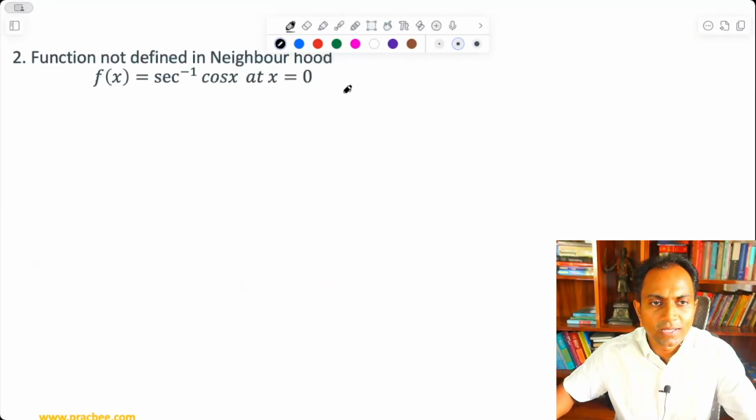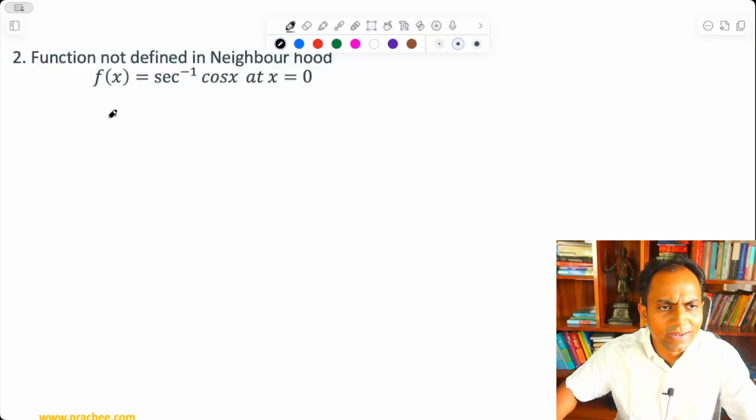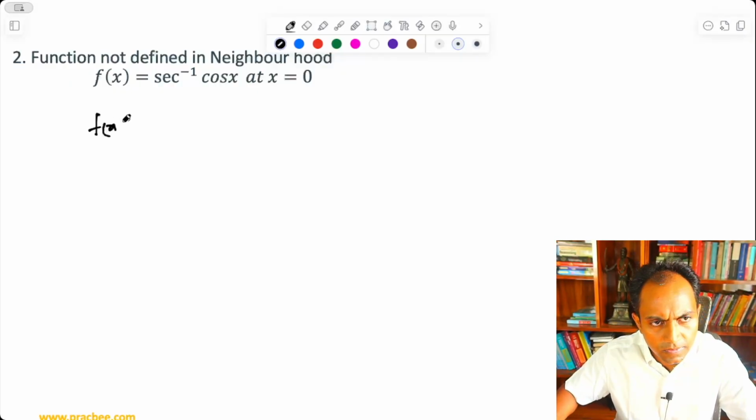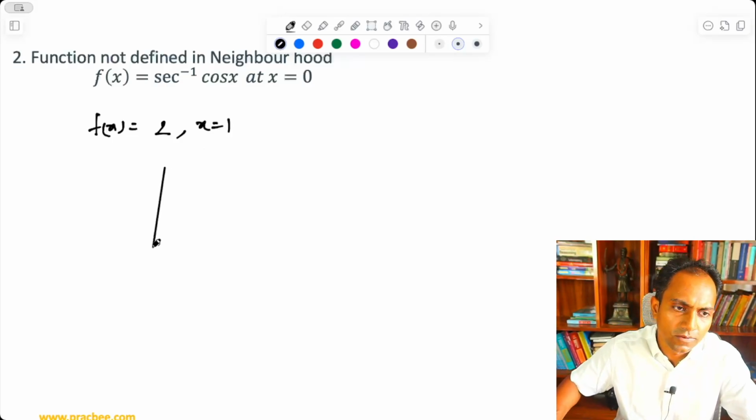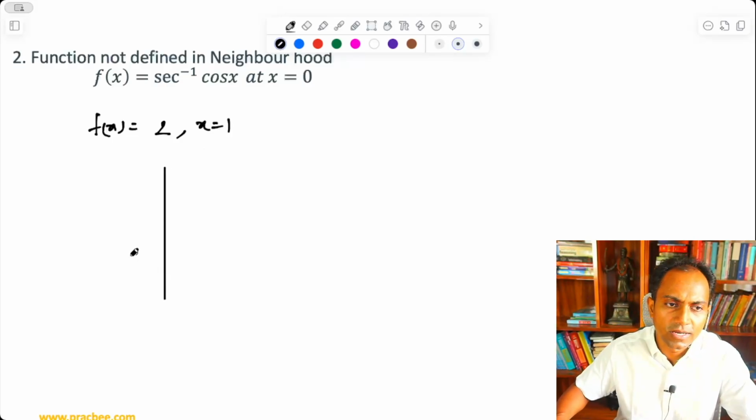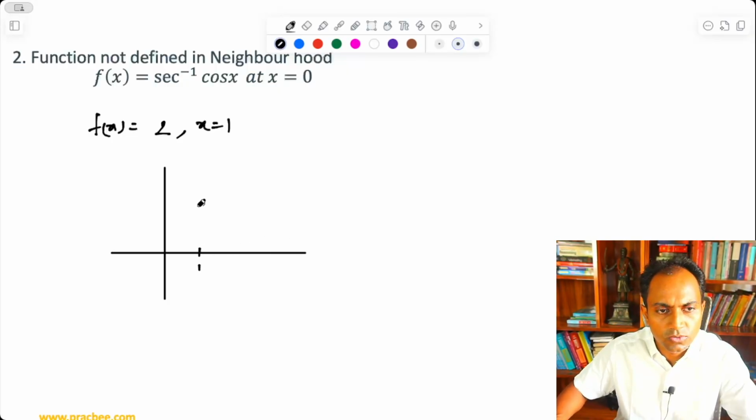Now another thing that could happen is there is no neighborhood. If I take a simpler example, f(x) is equal to 2 when x is equal to 1. So what will happen to the graph now? Because it is always easier and simpler to understand using a graph. What is happening at 1 is you have only got a point like this.